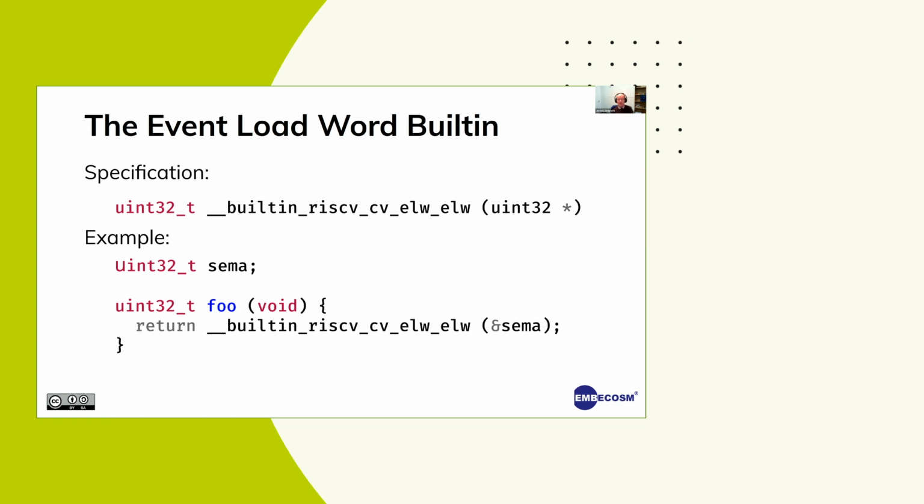And here's an example of it in use. We'll have a global variable SEMA, which is an address in memory. And we'll define a little function called foo. It doesn't have any arguments because its job is to call the built-in using the address of the global variable SEMA. And we'll return whatever the ELW gave as the result. So let's look at how we're going to implement that. Are there any questions at this point? Okay, so let's look then.